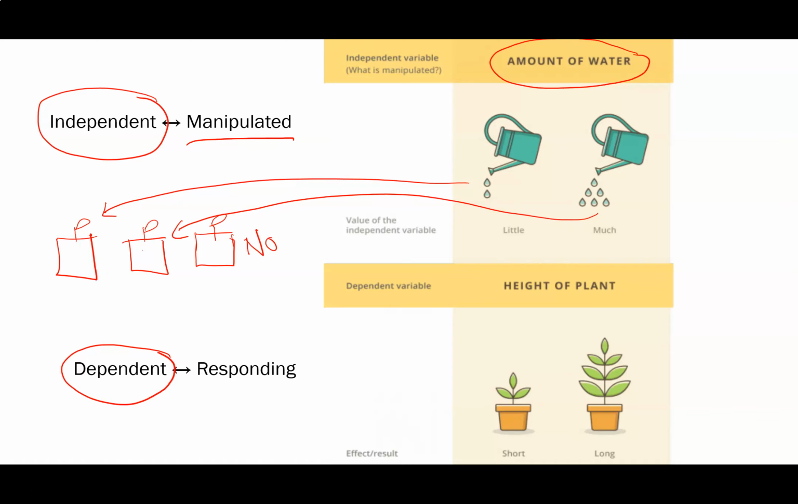The dependent or responding variable is the effect or the result. That's what you're going to measure to see the effect that the amount of water is having on your plant. So dependent variable is another name for responding variable. So in this case, you will be measuring the height of this plant. The height of the plant is the responding or dependent variable because it depends on the amount of water the plant is receiving.